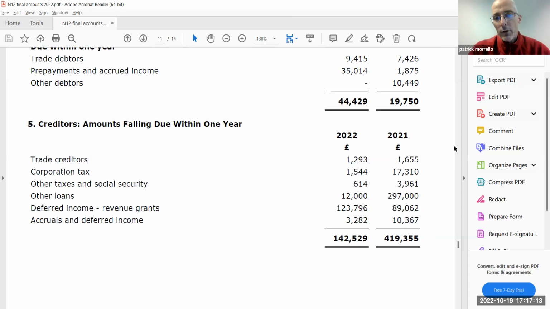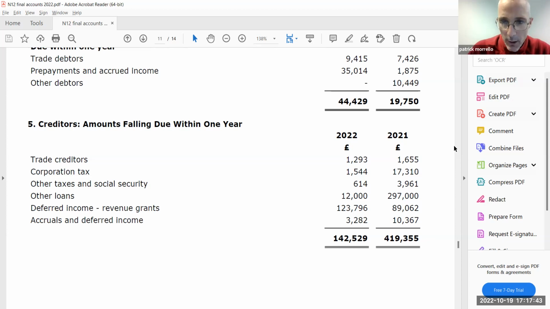So next year, that 123,000 will show as income in the revenue account, and the expenditure that it relates to will be in the revenue account as well. If you didn't defer income like that, you'd have too much income in 1 year and too little in another year, and the profit would swing backwards and forwards. So that's why you defer unspent grant income. That balance is the vast majority of creditors.